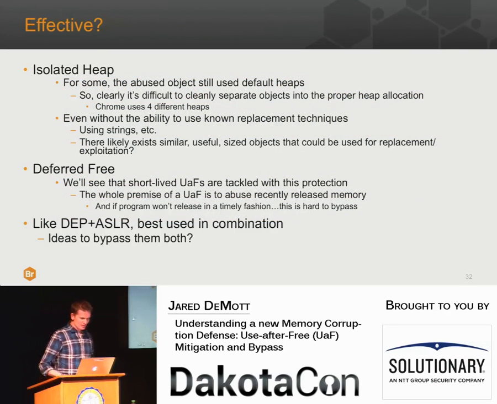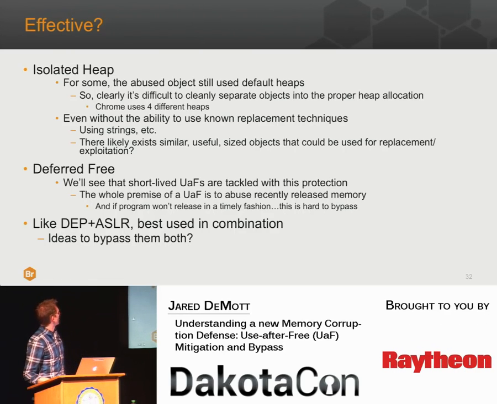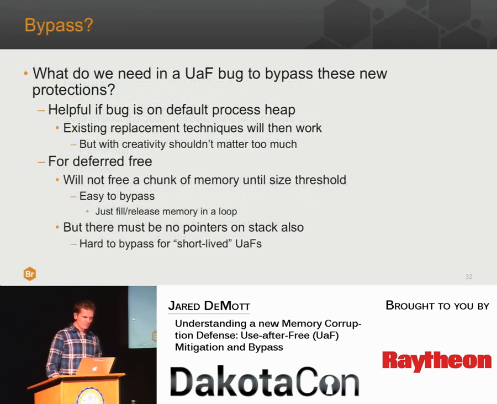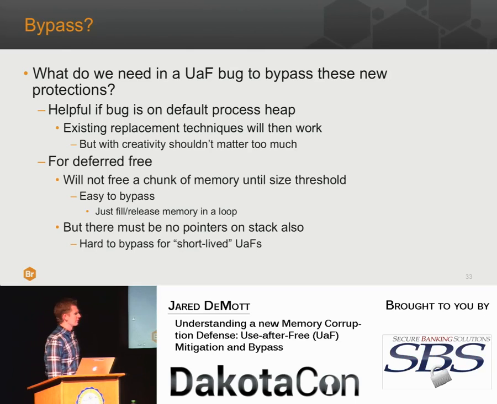Okay. I think I said most of this, basically talking about how some of the features of isolated heap and deferred free need to be used in combination. In terms of a bypass, it's really easy to fill up that list such that there's 100,000 bytes waiting to be freed. So you can basically force that condition in JavaScript whenever you want, as a malicious server, right? So that's easy.